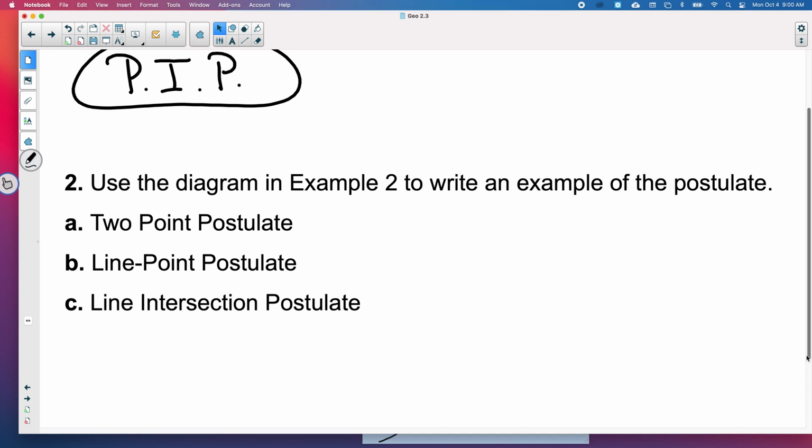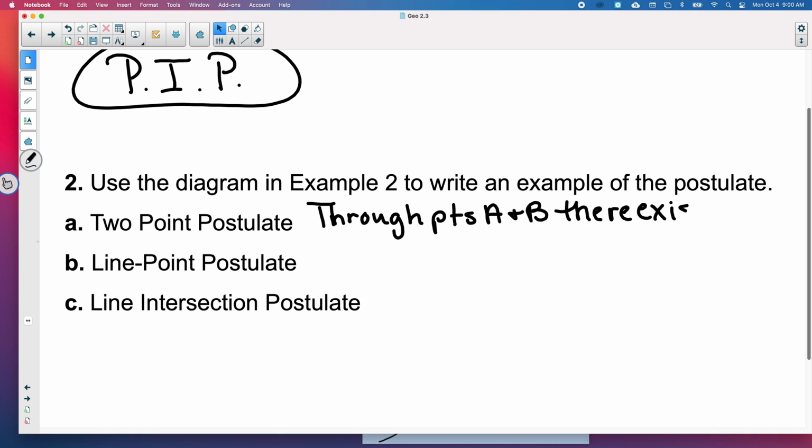Or no, it's the 2-point postulate. Through any 2 points, there exists exactly 1 line. So you could say through points A and B, there exists line N. All right, so you guys try that on B.